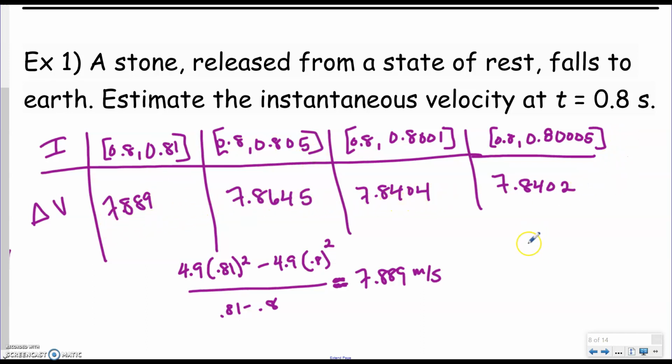7.840. I could even go further to make sure it's accurate, but I'm confident in saying that our instantaneous velocity at t equals 8 is 7.840 meters per second.